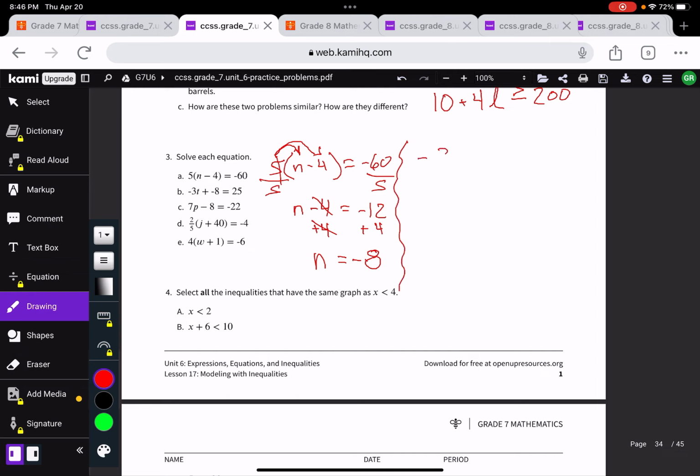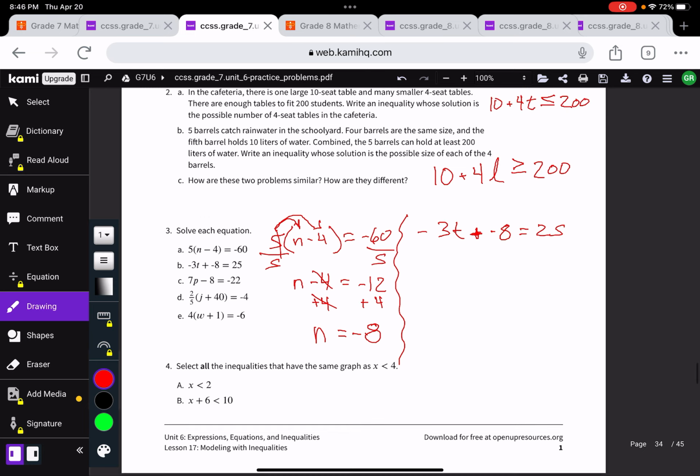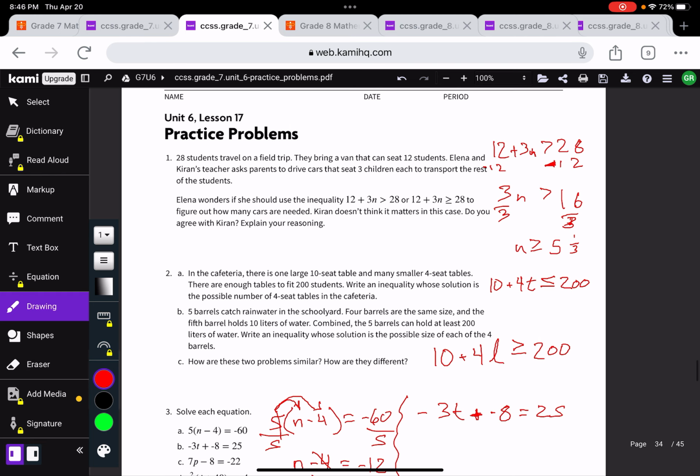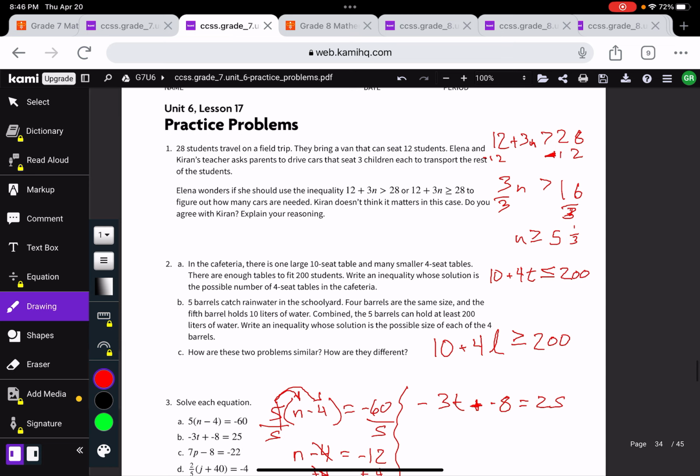a negative 3t plus a negative 8 is equal to 25. So first step is, just like the one above, I would get rid of the 10. By above, I mean that inequality. Or even the 28 students. The first thing we do is get rid of the 12 students that were in the van.